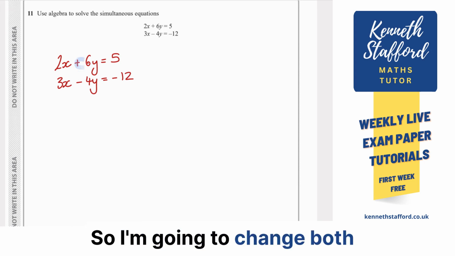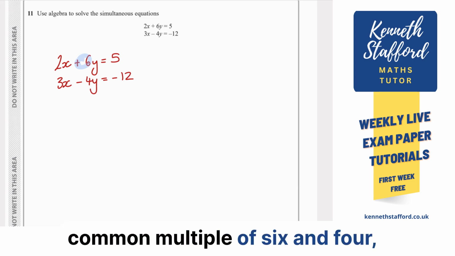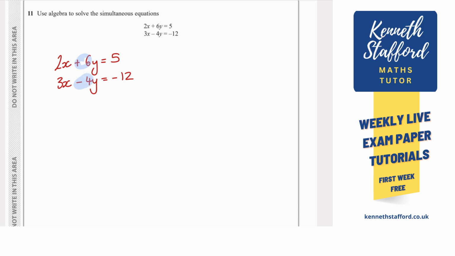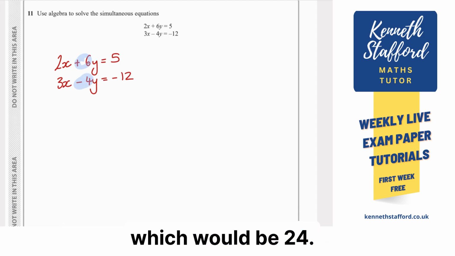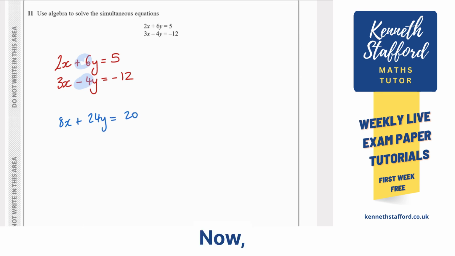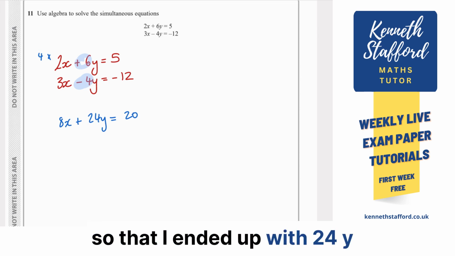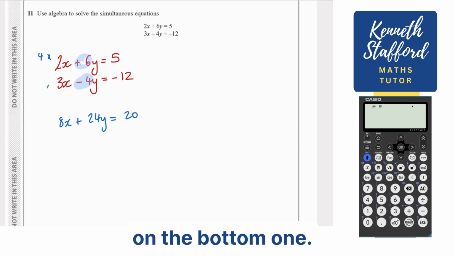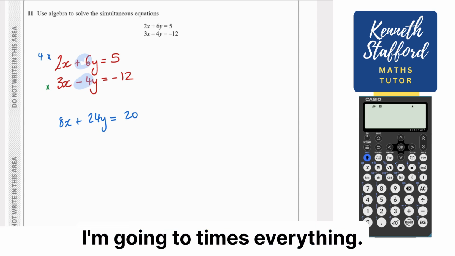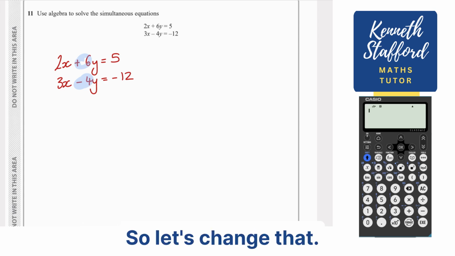So I'm going to change both these numbers so that it's a common multiple of 6 and 4, which would be 24. So I'm going to change the top one to be 8x plus 24y equals 20. Now what I've done there is I've times everything by 4, so that I ended up with 24y. On the bottom one, I'm going to times everything... Oh, I'm going with 24. I could be going with 12. That's much simpler. So let's change that.